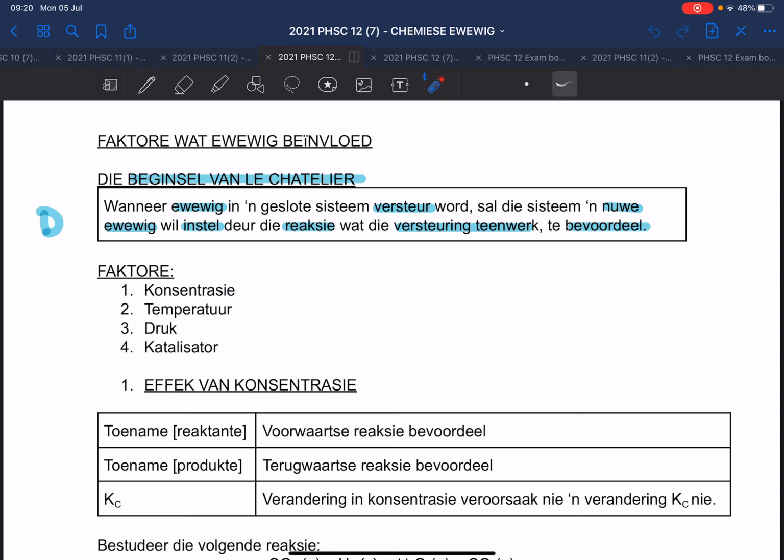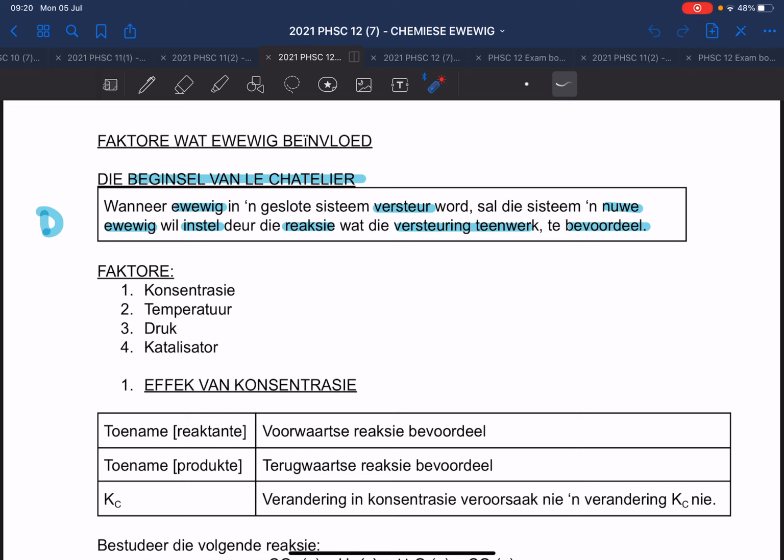And the reaction will happen, die reaksie gaan plaasvind, and at a certain point, by 'n sekere stadium, the rate, the tempo, the rate of the forward reaction is equal to the rate of the reverse reaction. Die tempo van die voorwaartse reaksie is dieselfde as die tempo van die terugwaartse reaksie. So dit gebeur teen dieselfde spoed. It does not mean the amount is the same. Dit beteken nie die hoeveelheid produkte en reaktante is dieselfde. It just means as you make products, you make reagents. Okay, so that is equilibrium.